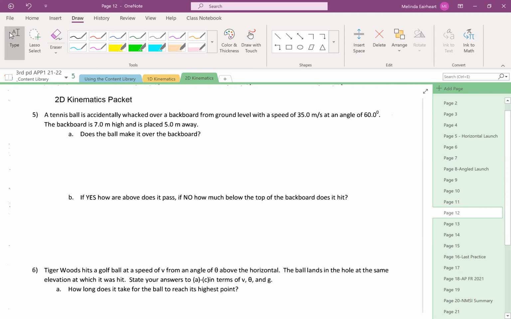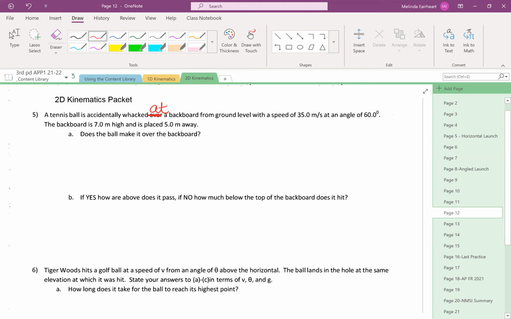Now, I don't know if you caught the way I read the problem. Someone pointed out last period, it says a tennis ball is whacked over a backboard. So the answer is yes, moving on. That's not the spirit of a physics question, okay? So maybe we're aiming at a backboard. Let's find out, does it go over? So it is a yes or no question. Do you think you're gonna get AP points for a yes or no question? No, what are the points for? The physics leading up to that yes or no, okay?